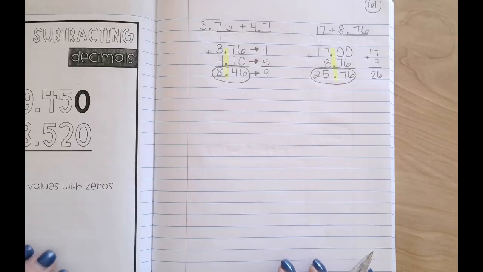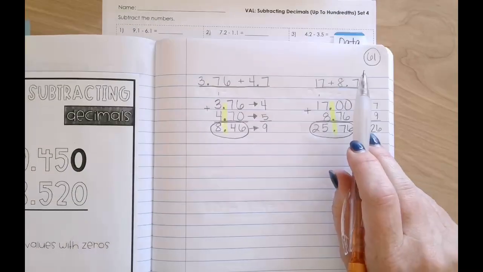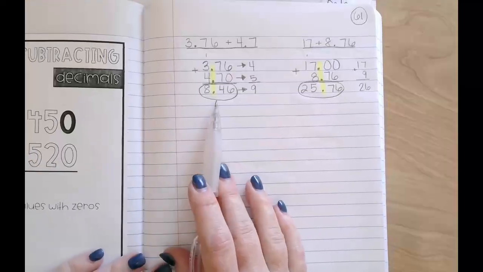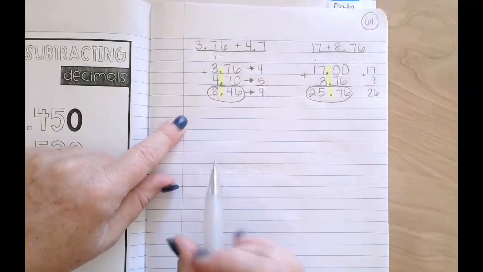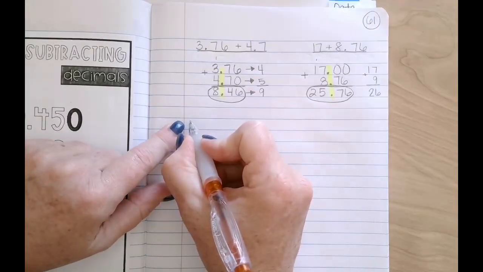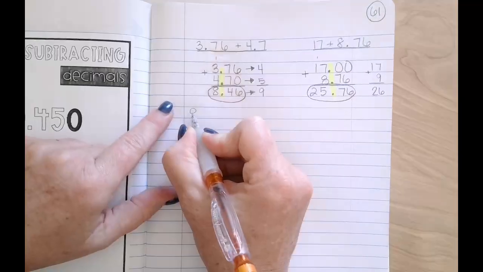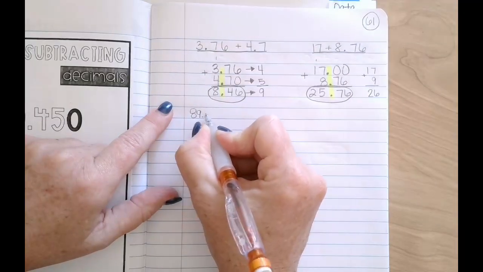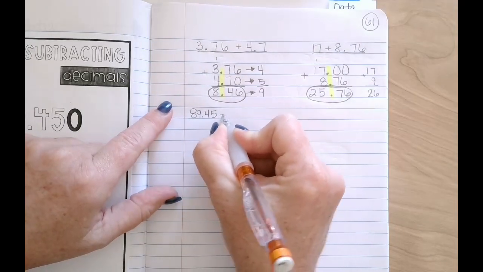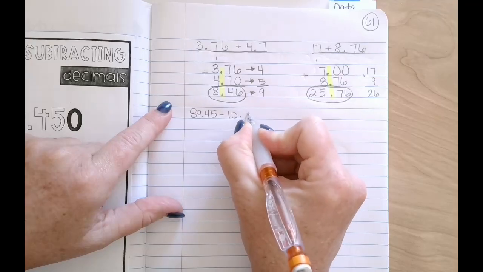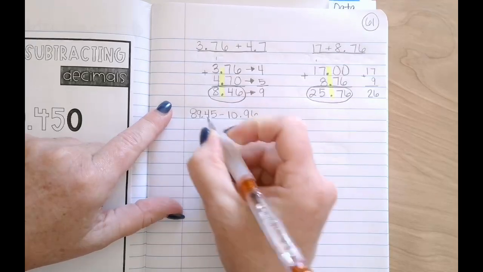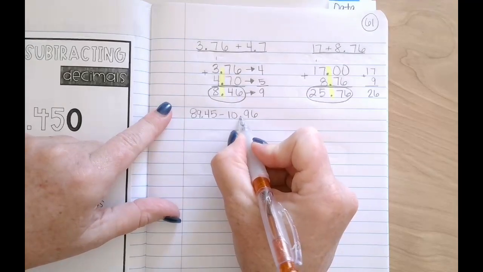Right, so make sure that you are on page 61 and then go to the last thing that you wrote. We're going to skip a couple lines and put today's problem. So 89 and 45 hundredths minus 10 and 96 hundredths. Make sure that you are copying these down as I am. Feel free to pause the video as needed.